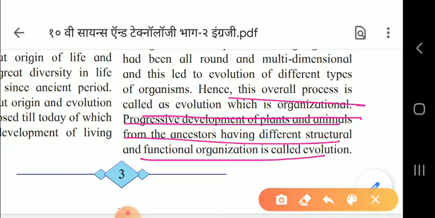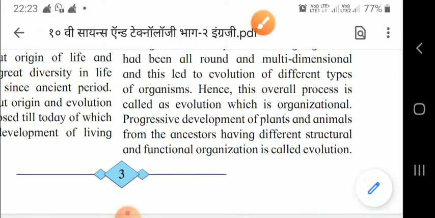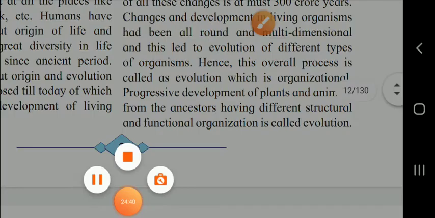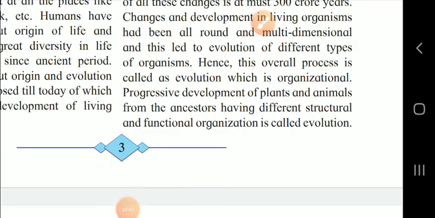So now children, this is all about evolution. Children, here I am ending this lecture. In the next lecture we will start from the evidences of evolution.